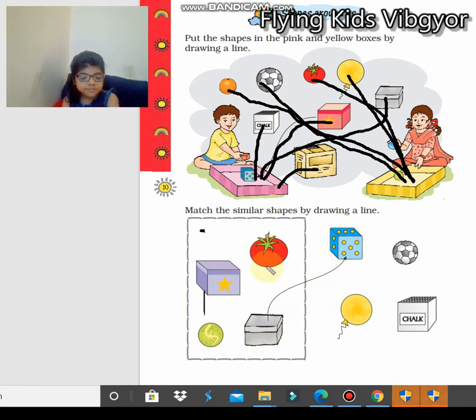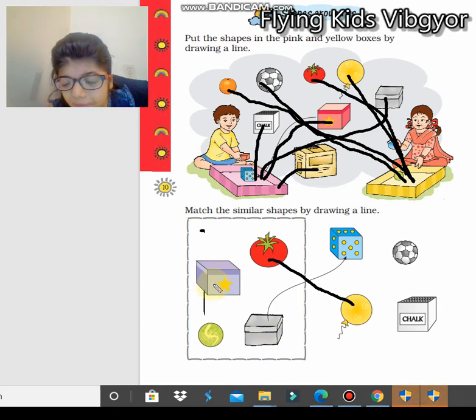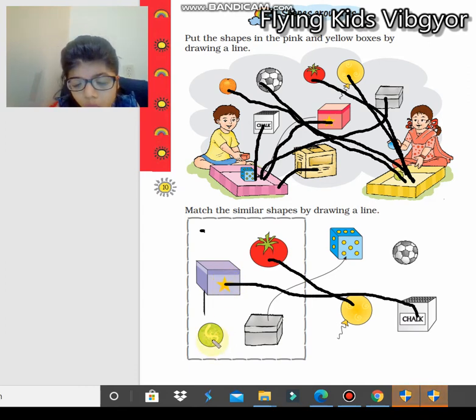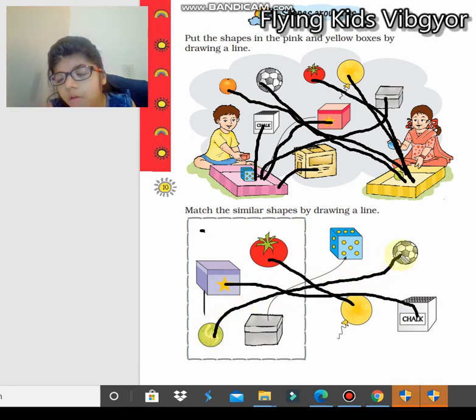Let's see this tomato. Which shape is this? A sphere. Right, and what about this balloon? A sphere. Right, so let's match these two because they both are sphere shaped. This box, a cube, and what about this box? A cube. So they both are cube shaped, so let's match them. And last but not the least, this ball is sphere shaped and even the soccer ball is sphere shaped. So we matched both of them, okay? Let's move on to the next one.